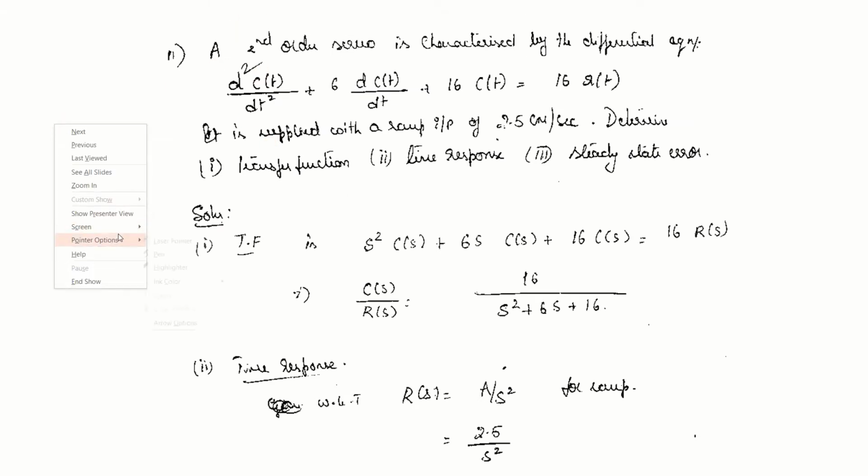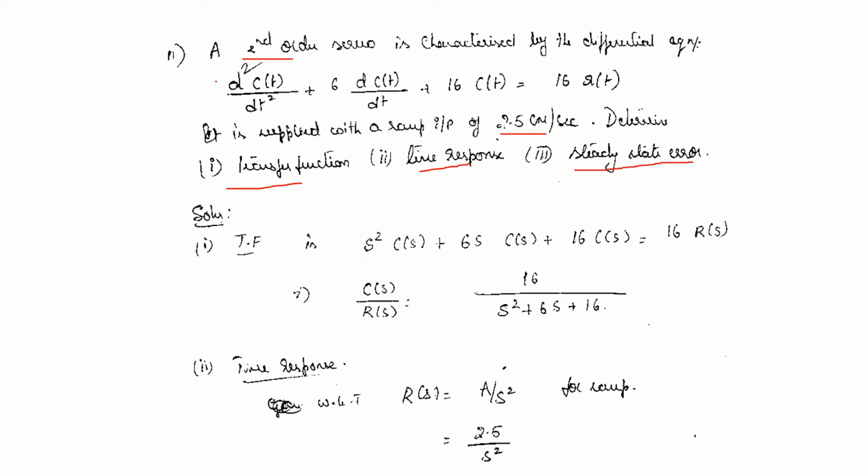Here, a second order servo is characterized by the differential equation d square c of t by dt square plus 6 dc of t by dt plus 16 c of t equal to 16 r of t. It is supplied with a ramp input of 2.5 centimeter per second. Determine transfer function, time response, and steady state error.